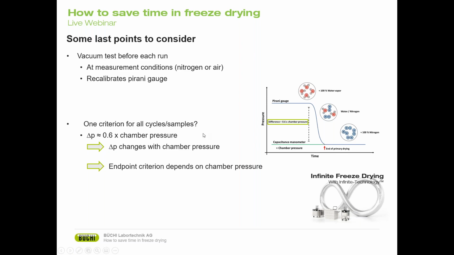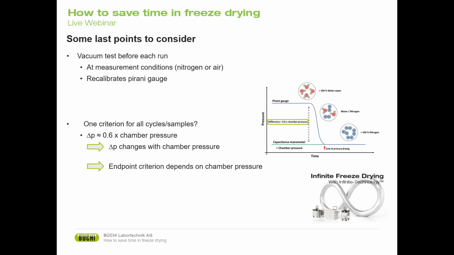Also, Ulrike talked about one cycle for all. Now, when we think about one criterion for all cycles and samples, let's start with samples. The endpoint criterion I developed was usable for very simple systems like glycine solution, but also the rather complex strawberries. So generally it looks like you can use one criterion for different samples.